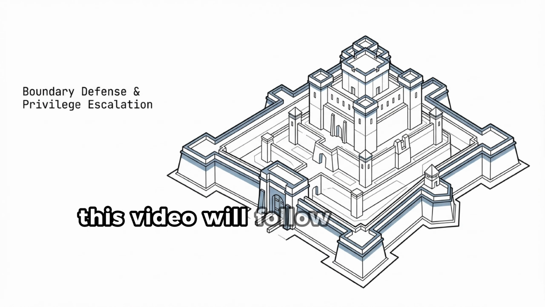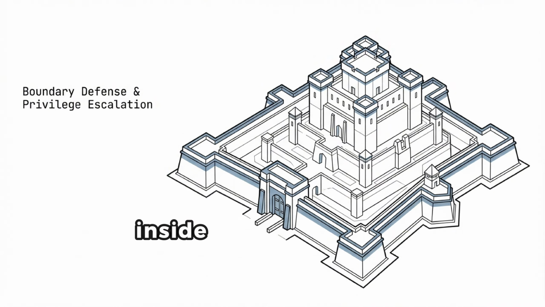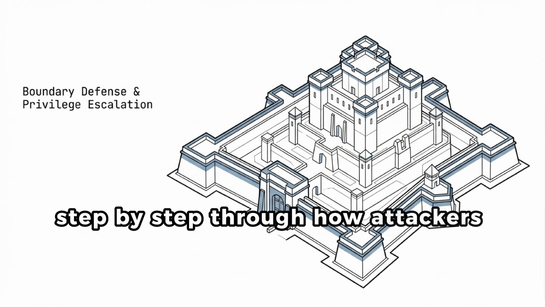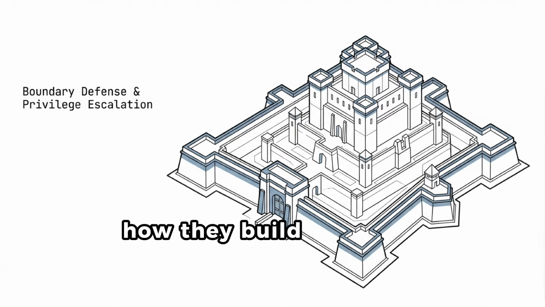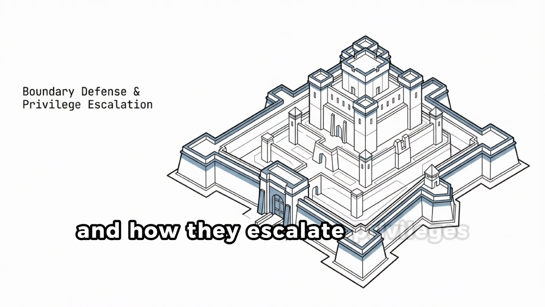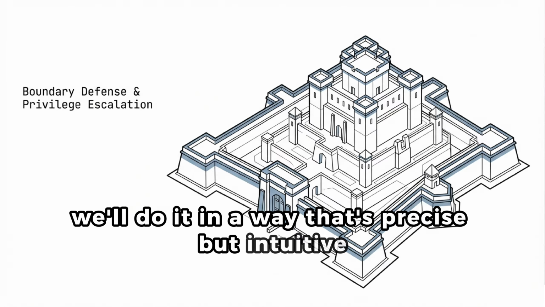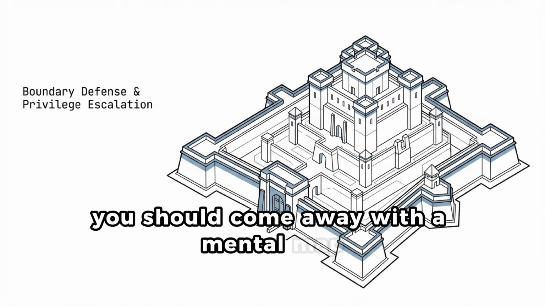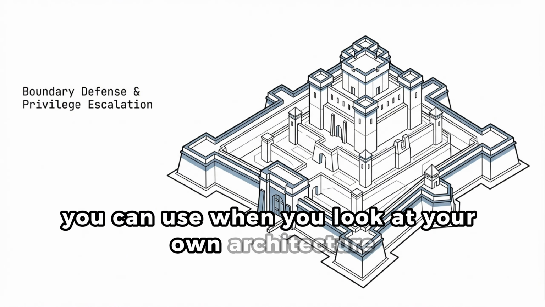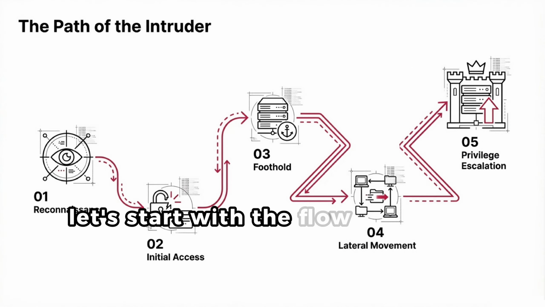This video will follow that exact narrative inside modern systems. We'll walk step by step through how attackers cross boundaries, how they build footholds, and how they escalate privileges. We'll do it in a way that's precise but intuitive. You should come away with a mental map you can use when you look at your own architecture. Let's start with the flow.